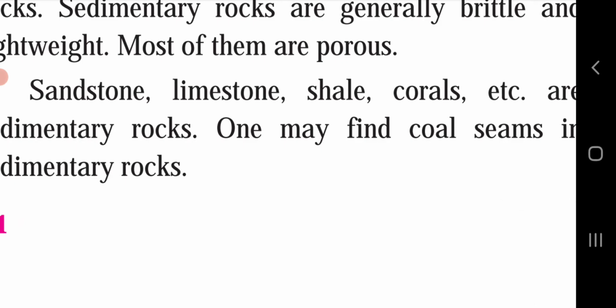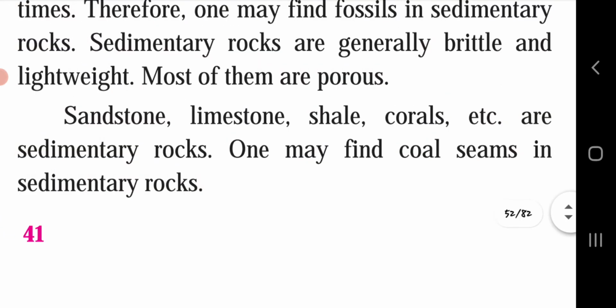Sandstone, limestone, shell, corals, etc. are sedimentary rocks. One may find coal seams in sedimentary rocks. So these are the different types of sedimentary rocks: sandstone, limestone, shell, corals, and all are types of sedimentary rocks. And one may find coal as one of the types of sedimentary rocks.